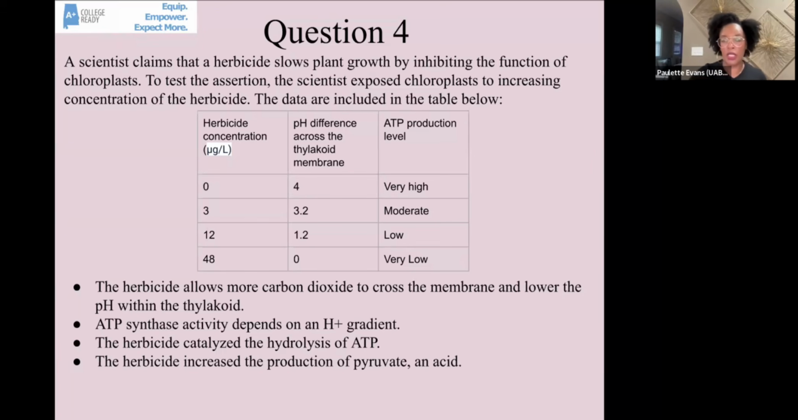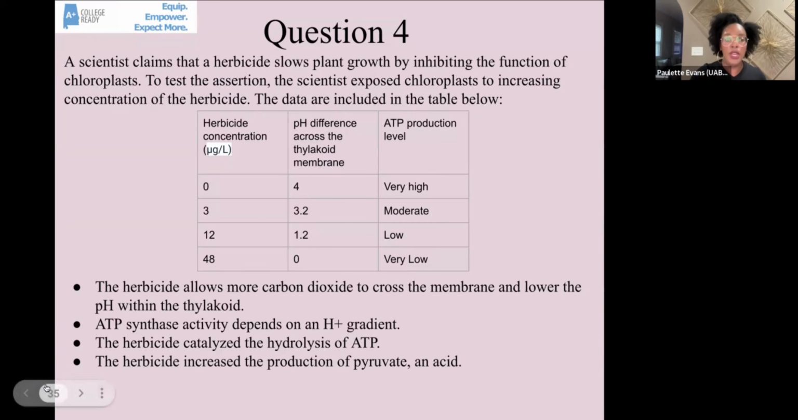Okie doke. Let's just process the table really quickly. So the scientist believes that the herbicide is inhibiting the function of the chloroplast. Let's see in what way. As you increase the amount of herbicide, what's happening to the differential of the hydrogen ions that build up in that thylakoid space? It goes from very high to very low. And remember, in the light dependent reactions, if you don't get that high on the inside, low on the outside of those H plus ions, you'll never have a high enough differential for that proton motive force to go through ATP synthase to generate ATP.